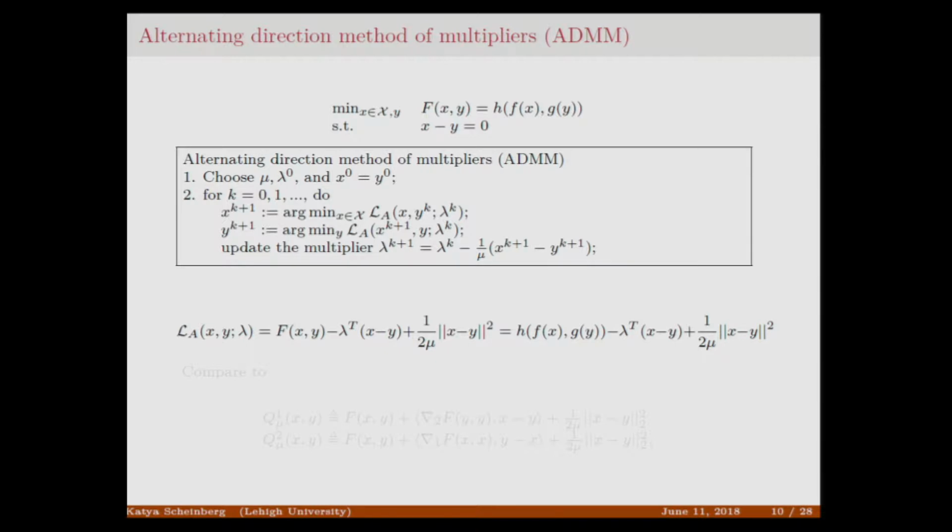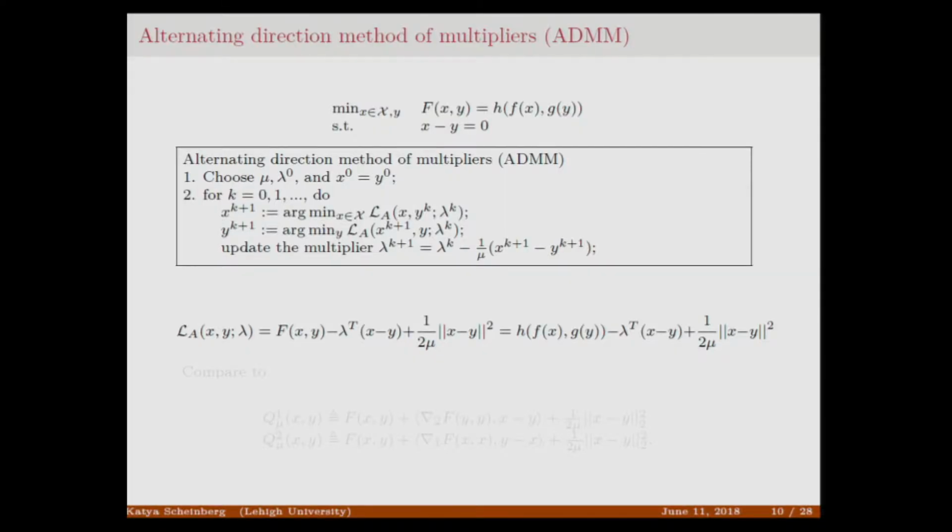So ADMM here would be, and I'm switching back to the previous general notation just for simplicity. So this was our general notation, right? We have a function of two functions. So we had originally the function of x, which is h of f of x, g of x. Now I'm doing the splitting. So x equals y, and then this depends on x and y. I write the augmented Lagrangian, which is like this, right? And then I can use this augmented Lagrangian in a very standard, straightforward ADMM framework. So I'm going to minimize this. I'm going to minimize this. Then I'm going to update lambda.